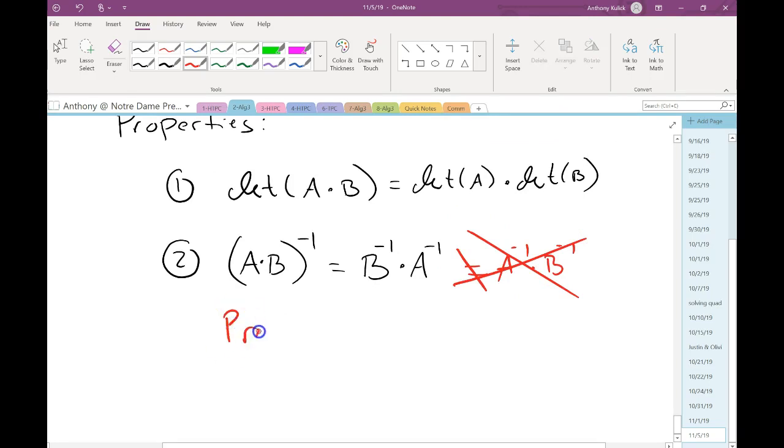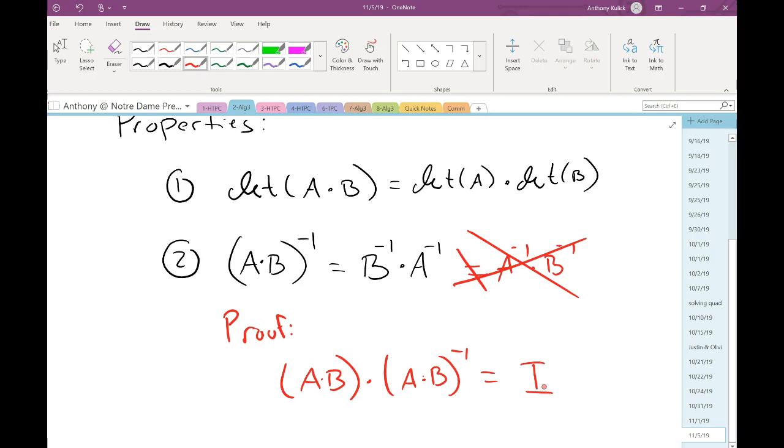Let's prove this just to convince you why the order changes there. Sound good? So I know by the definition of a multiplicative inverse that this is true, right? Everybody agree with that? That if I take something and multiply by its multiplicative inverse, I have to get the multiplicative identity, right? That's just what it means to be multiplicative inverses.